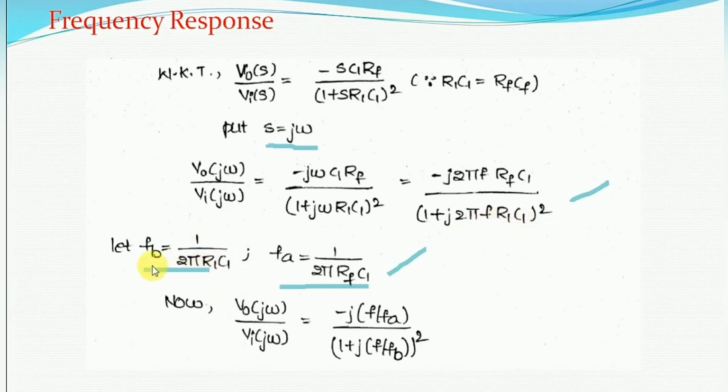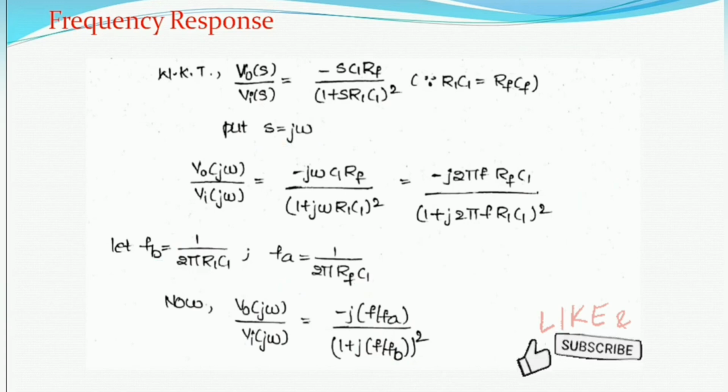Okay, so this frequency fb is nothing but the indication to the circuit at which the gain has to be decreased. So here fa is the cutoff frequency and fb is the indication for the circuit that the gain should be decreased. If you substitute this, we can obtain V naught of j omega by Vi of j omega as minus j times (f by fa) by (1 plus j into f by fb) whole square. So this is the final equation we have obtained.